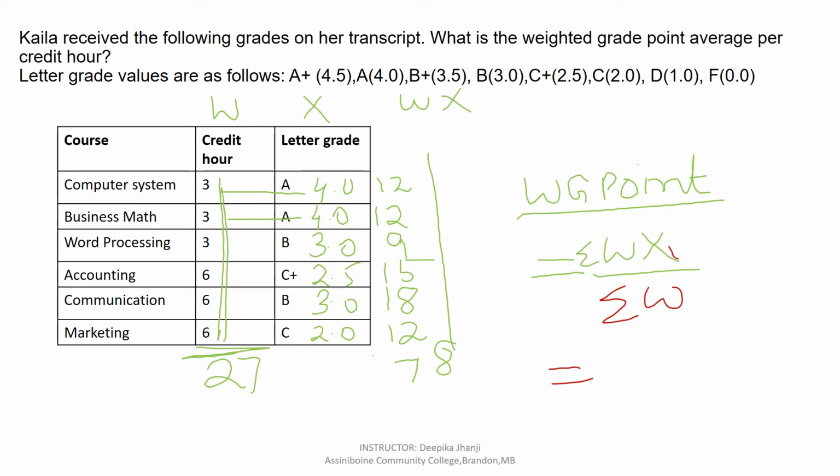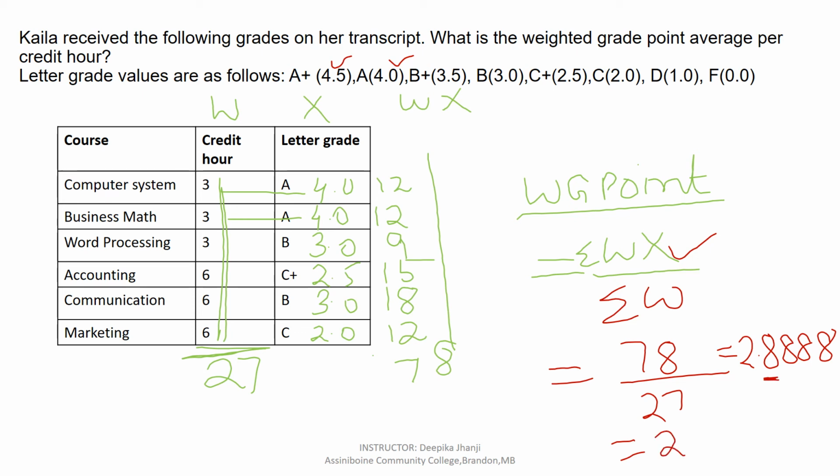So the sum of all the products of W and X is 78, and the sum of weights is 27. So that comes out to be 2.8888, right? Now, as you can notice, each letter has been considered with only one decimal place in the value, right? So here we're going to round off to the first digit after the decimal. So you get 2.9, right?